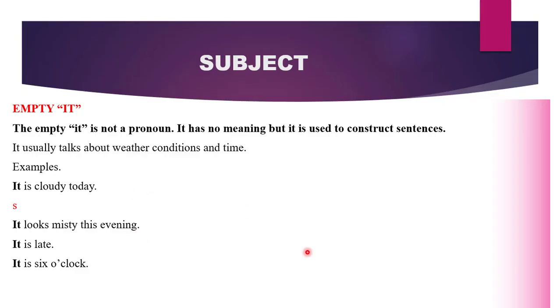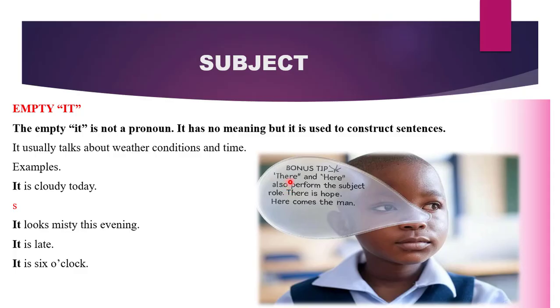Let us have a bonus tip for the lesson. The words there and here can also perform the subject role. For example, there is hope. What is the subject? The subject is there. Again, here comes the man. What is the subject? Here. So there and here can also perform the roles of a subject.